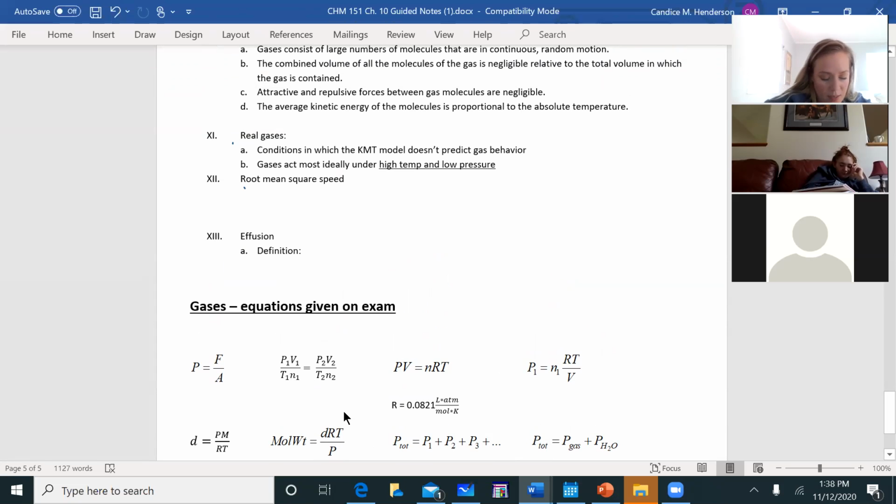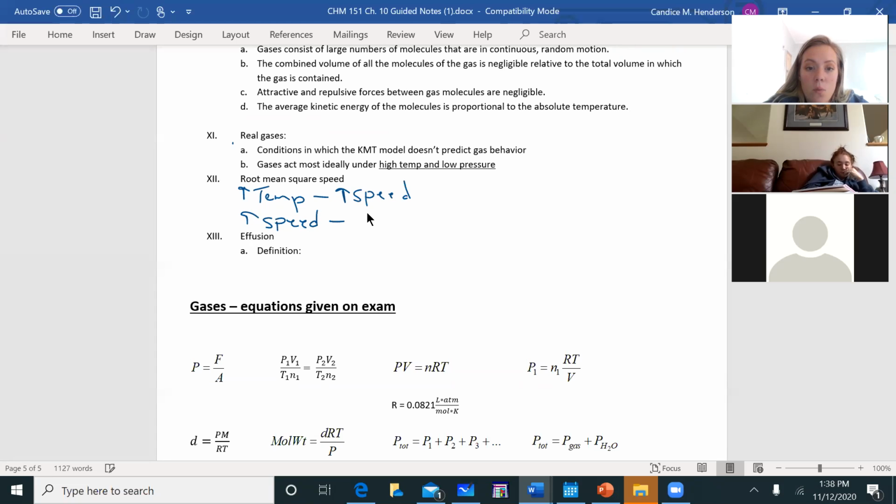So the root mean square speed tells me, well, one thing that we already know is that if we increase temperature, we will in turn increase speed. I feel like everybody's good with that, right? The hotter the thing gets, the more the molecules will speed up. But there's another relationship that I want you to know, which is you will have an increase in speed with a smaller molecule or a decrease in molecular mass.